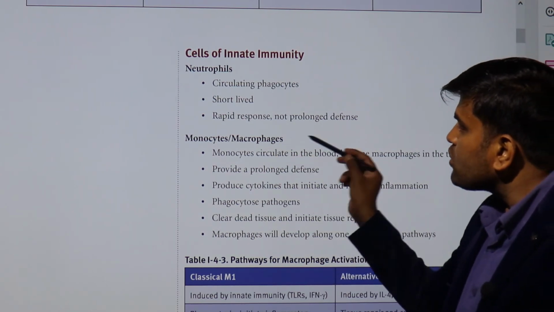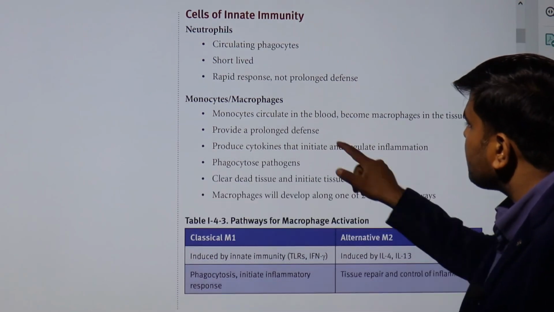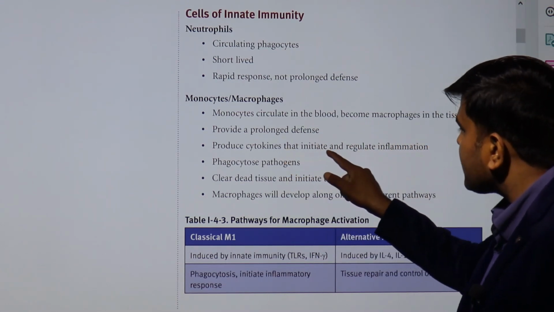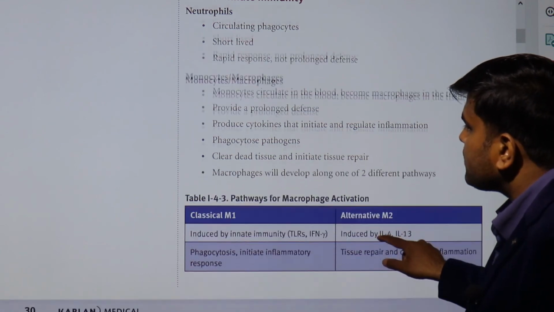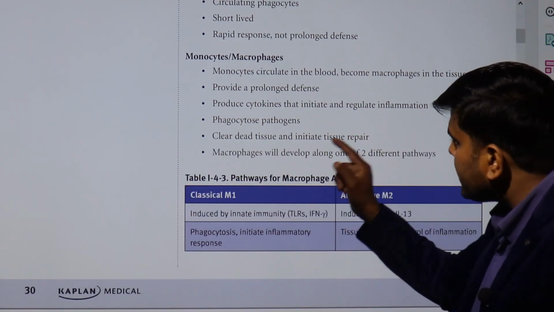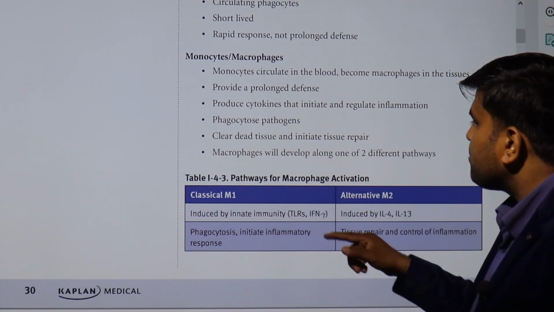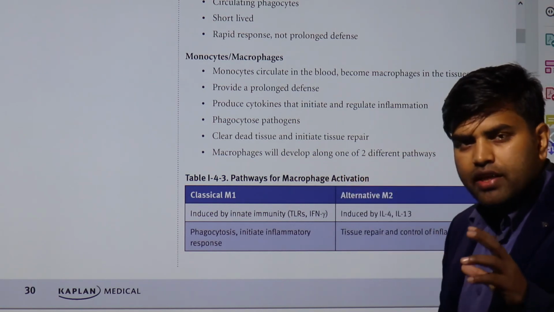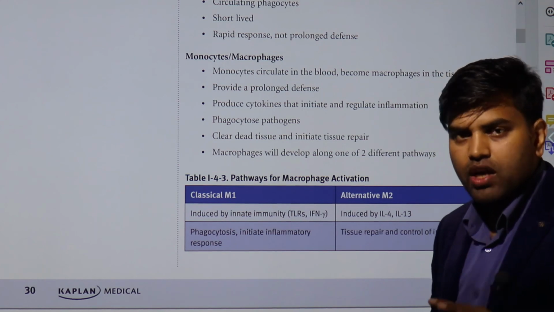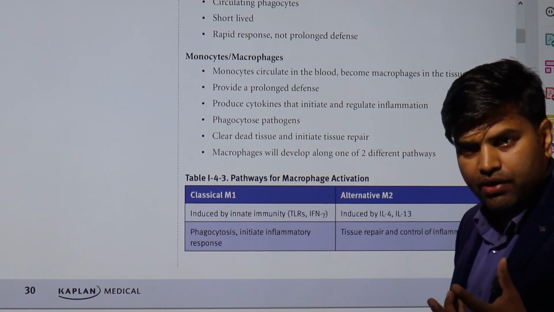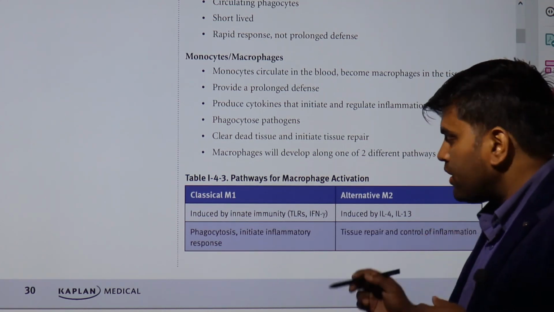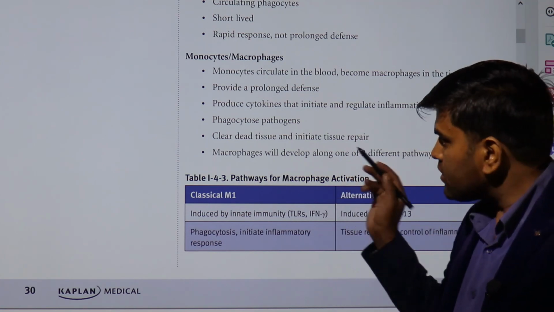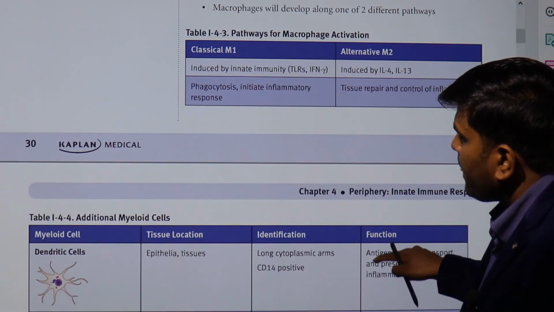Then there is the monocyte or macrophage. Monocyte circulates in the blood, becomes macrophage in the tissue, and provides a prolonged defense. It produces cytokines that initiate and regulate the inflammation. It phagocytoses pathogens, clears dead tissue, and initiates tissue repair. Macrophage will develop along one of two different pathways. So macrophage actually has two functions. One, they start your phagocytosis, and they also repair the tissue and control the inflammation. This is the role of the macrophage.